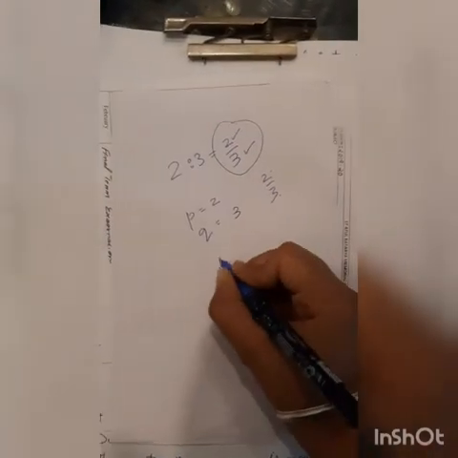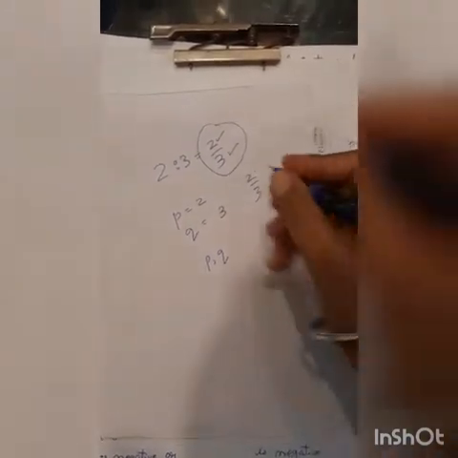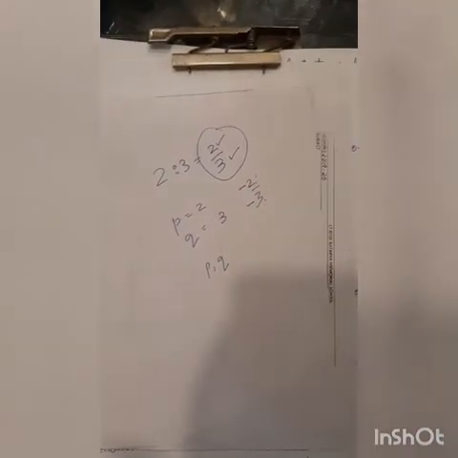And they are also saying that p and q should be integers. Are 2 and 3 integers? Yes. Even if ma'am writes -2 and -3, p and q are still integers. So this is also a rational number.